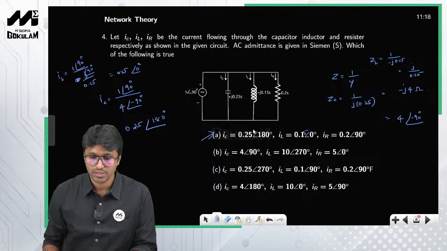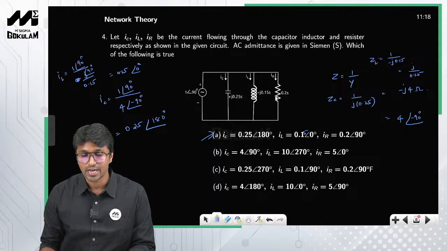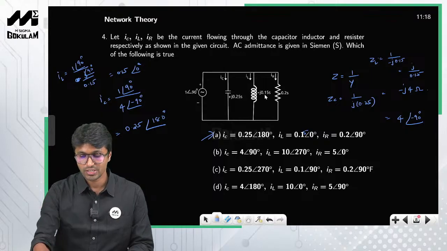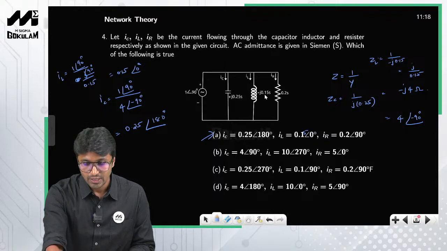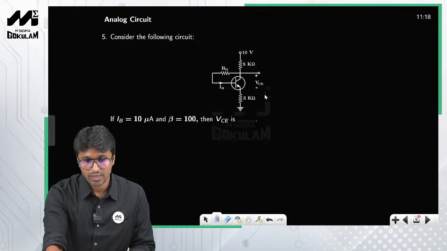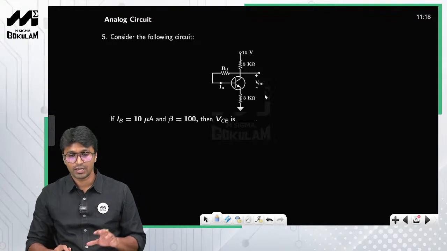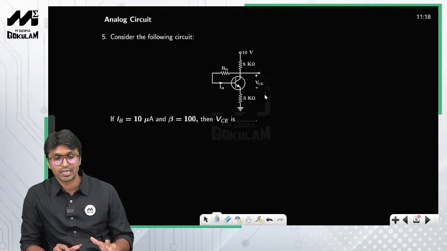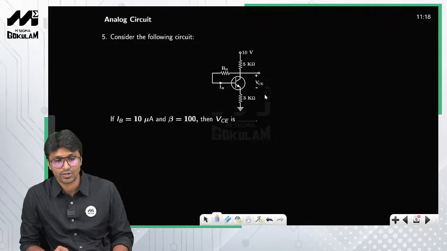Now similarly follow the same procedure for calculating the current through the resistor. This is a simple, straightforward question. Now let us move on to the next question. Those were the questions from network theory. Now we shall look at the questions from analog electronics.